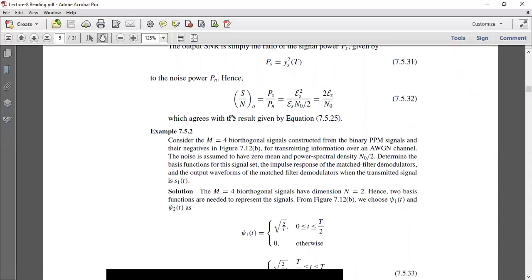First of all, let us go through figure 7.12b.